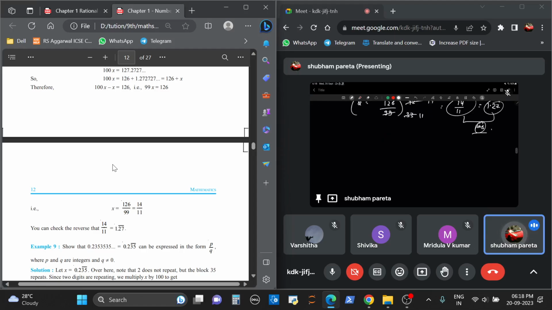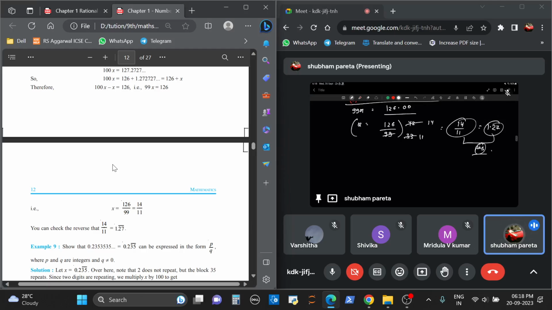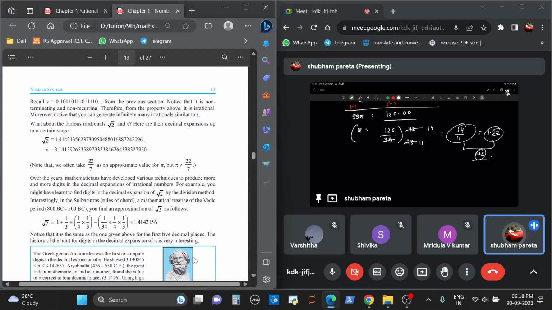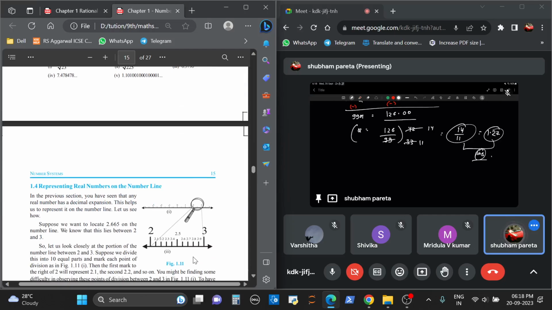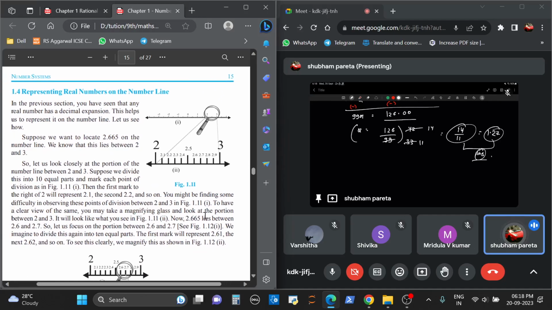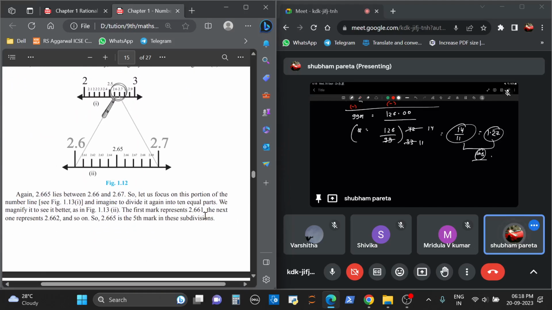So this is one of the things which we are getting. Last time also I discussed the same thing, the conversion of a non-terminating repeating decimal into p upon q format. Now we are heading toward the next thing, which is known as successive magnification. In the exam generally these types of questions will also come.